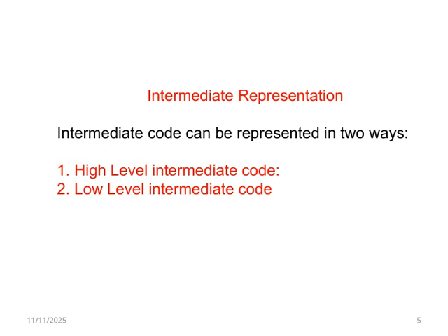Now, let's take a closer look at intermediate representation, which is a crucial step in the compilation process. Intermediate code can actually be represented in two different ways. The first is high-level intermediate code, which maintains much of the structure and abstraction of the original source code. This makes it easier to analyze and optimize during compilation. The second is low-level intermediate code, which is closer to machine language. It provides a more detailed, hardware-oriented view, making it suitable for generating efficient machine code later on.